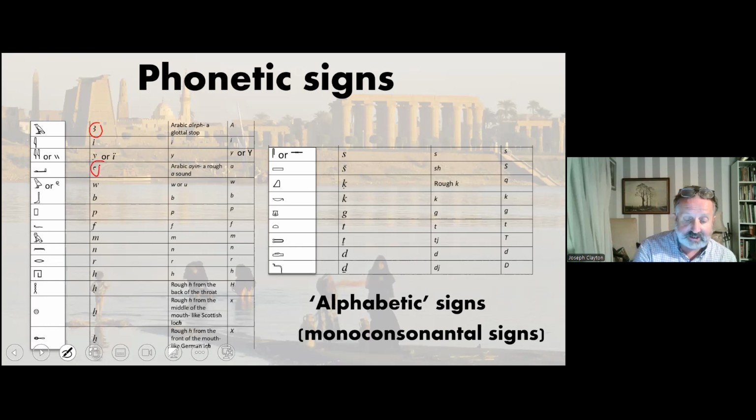And then you've got the H's. You can either do these properly. This is a rough H from the back of the throat, like this one is from the middle, a kind of like loch. And this one is from the front, like German ish. So, yeah. The first one is just a normal one.